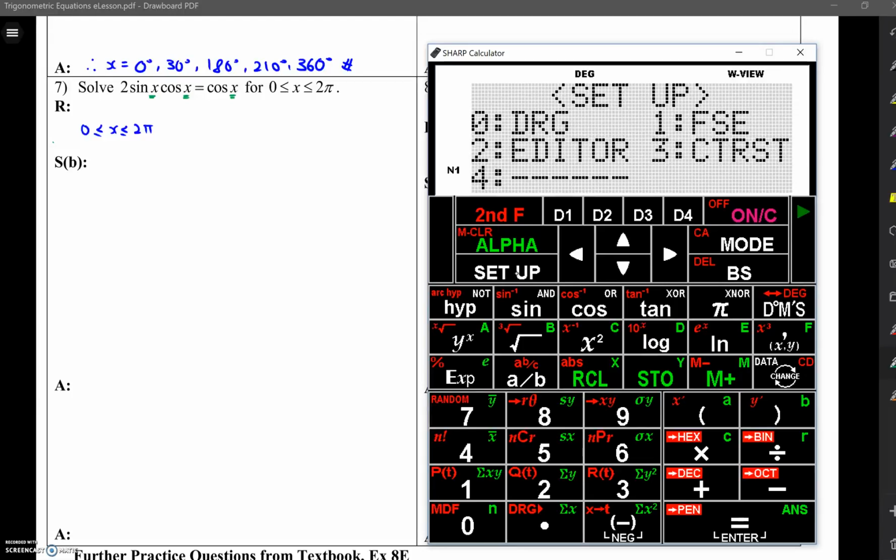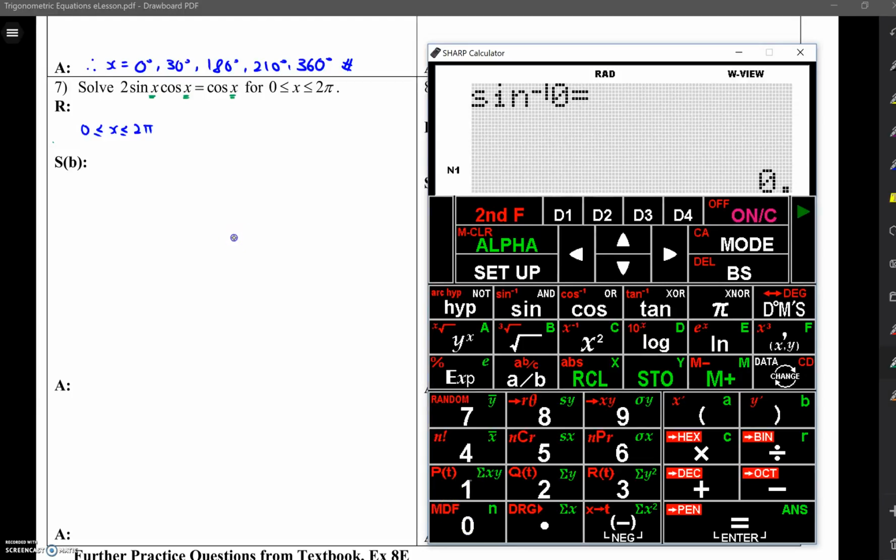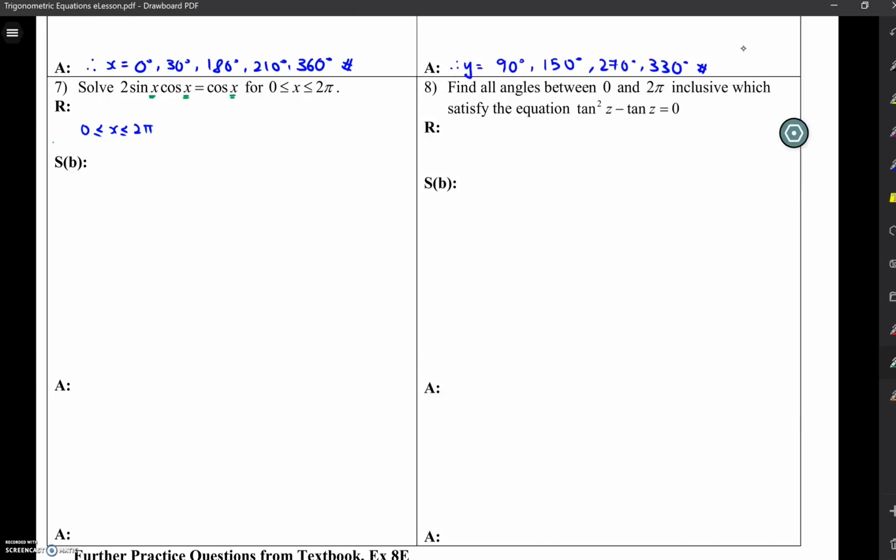Can you go into setup? Currently it is in degree. You want to find for radian. So currently, we will be working with radian mode. Okay, now let's try to solve the question.